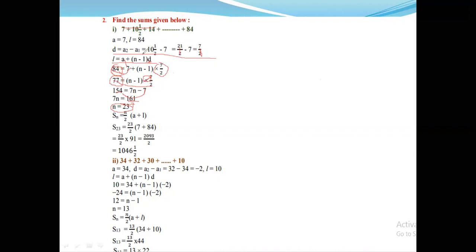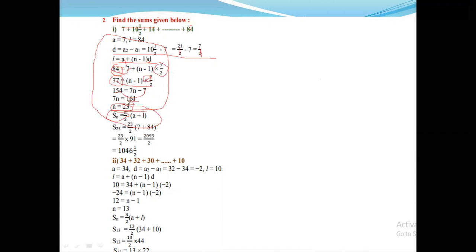In the next step, in the question they have asked the sum of the given terms. We don't know the sum now, so we are going to calculate it. Until now, we tried to find the number of terms, n. Now we are going to find out Sn. What is the formula of Sn? Sn is equal to n by 2 into 2a plus n minus 1 into d is the actual formula, but here they have given the last term as 84. If they have given the last term, we can use the simple formula: Sn is equal to n by 2 into a plus l, where l is the last term.